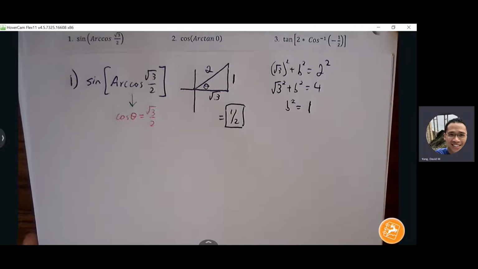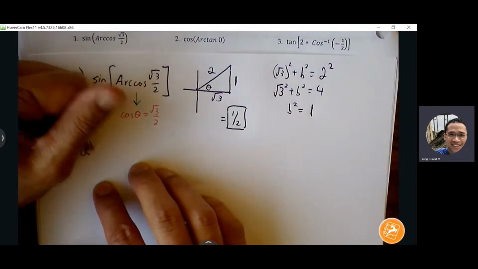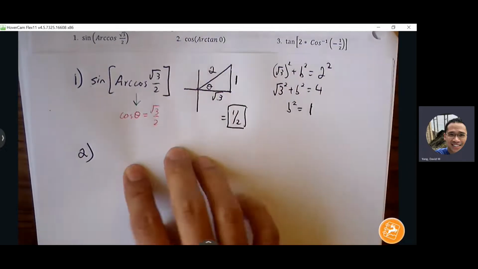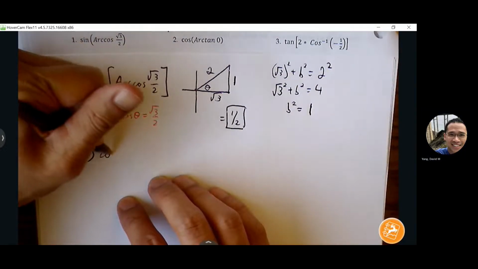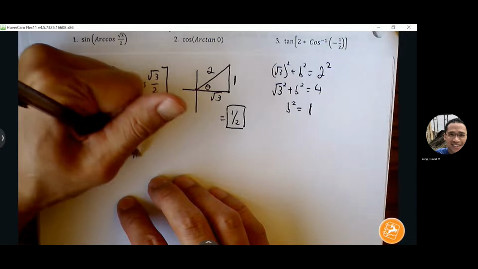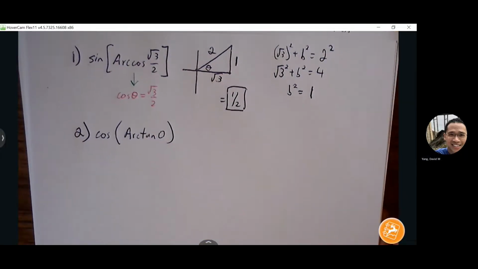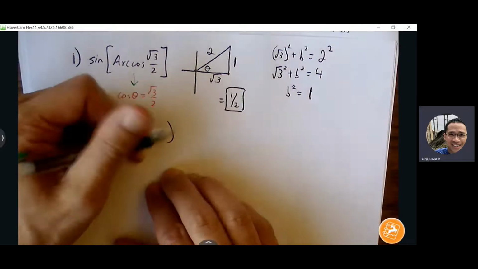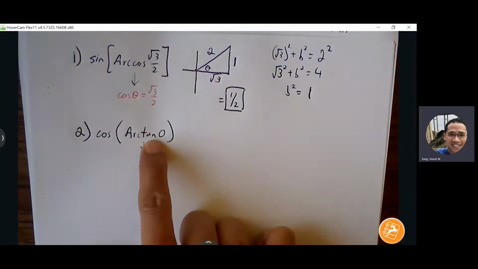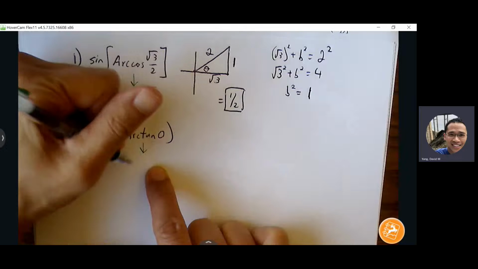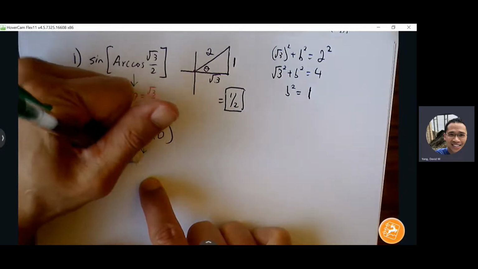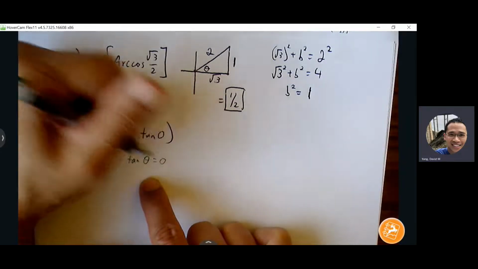Okay, number 2. Cosine of arctangent of 0. So rewrite that inside portion. This is another way of saying what would it look like if tangent of theta is equal to 0?